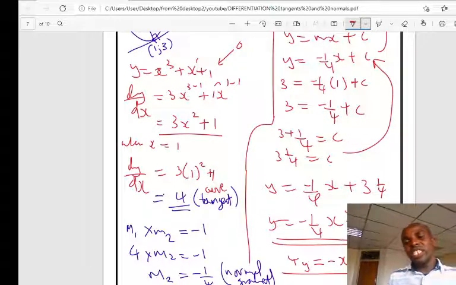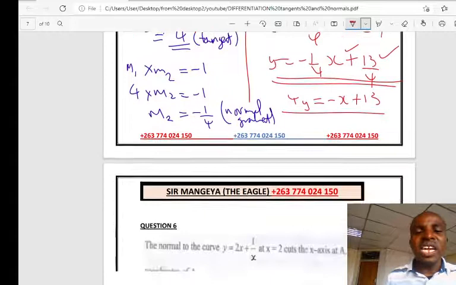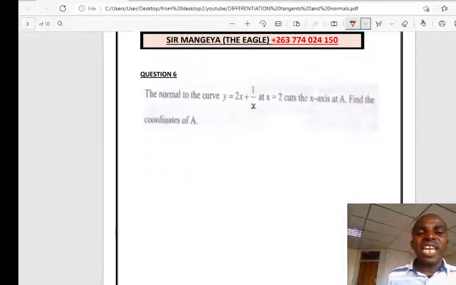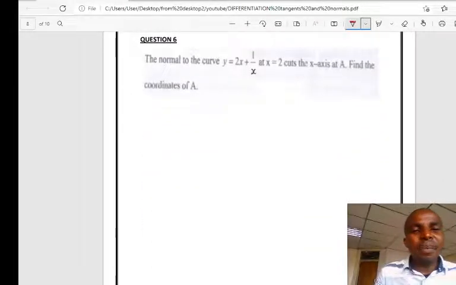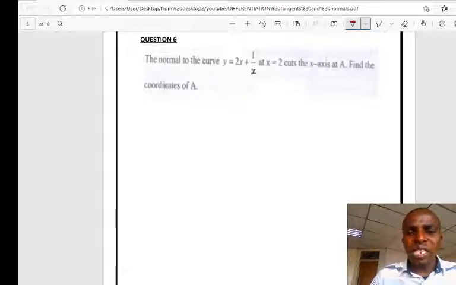Yeah, it makes sense. Or you can go further. It depends on the form that they want you to leave your answer in. Then next, the normal to the curve y is equal to 2x plus 1 over x.